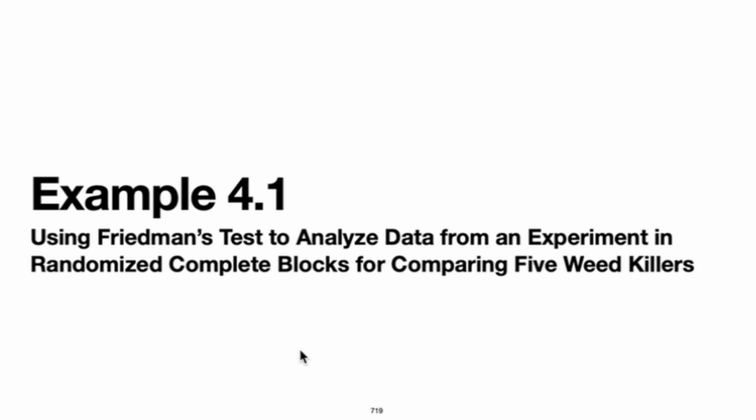In the parametric setting, at least, we would use analysis of variance to compare 5 groups, 5 weed killers, 5 populations. The difference between this and, say, applying the Kruskal-Wallis test is that in this experiment, we've got randomized complete blocks. So we've got a different design than in the other examples. The other examples had a completely randomized design. This experiment has a randomized complete block design. And remember, in order to make valid inferences, you have to properly take into account the design of the experiment.